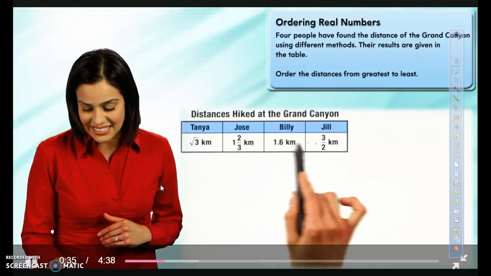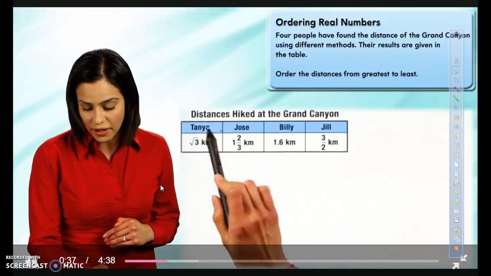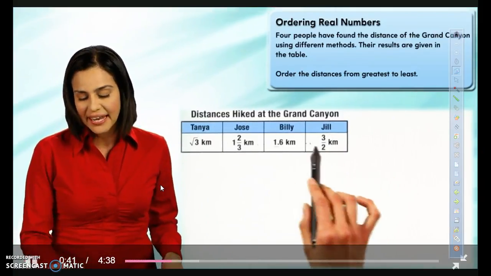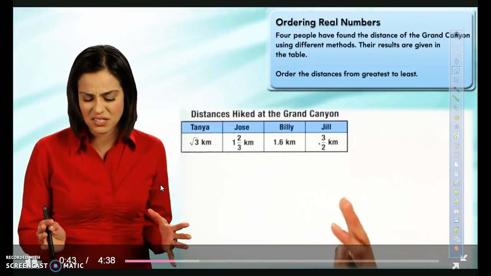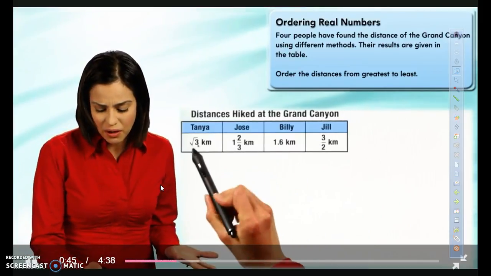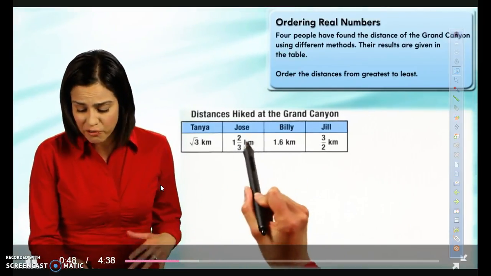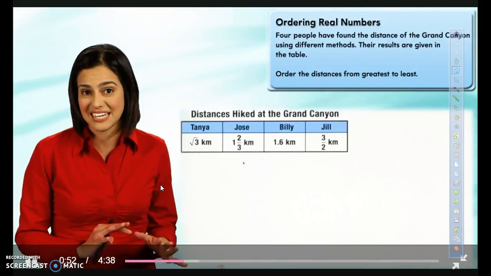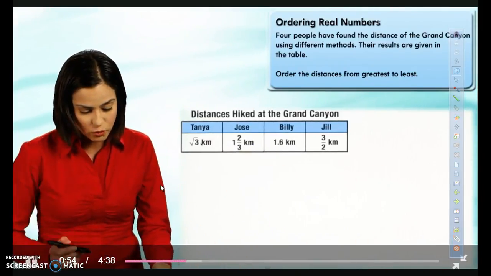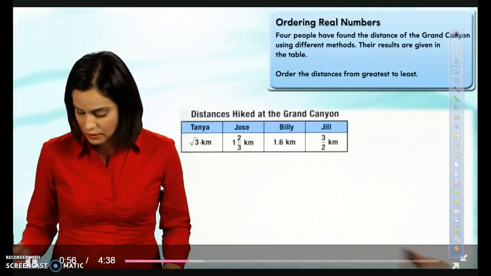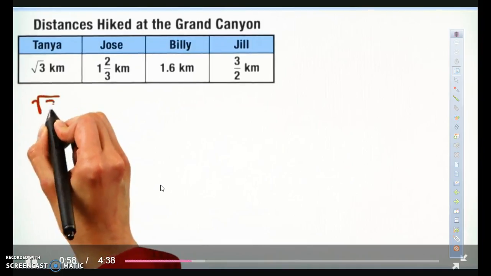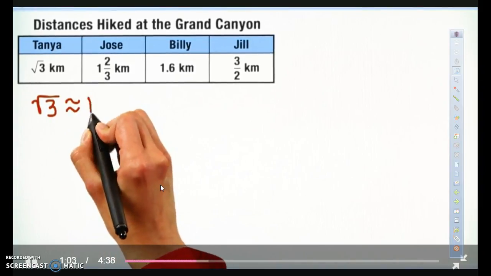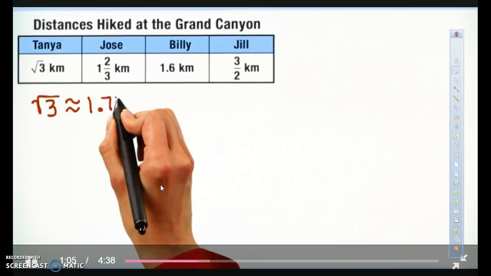So here are the distances that Tanya, Jose, Billy, and Jill all hiked. Now, it's really hard to compare these numbers because some are square roots, some are fractions, some are decimals. So let's go ahead and change all these numbers to decimals. Let's start with Tanya. Square root of 3, as you know, is approximately 1.75.